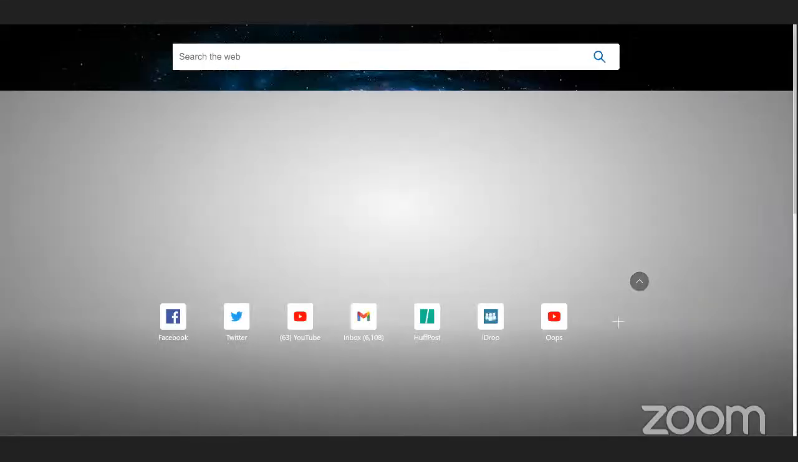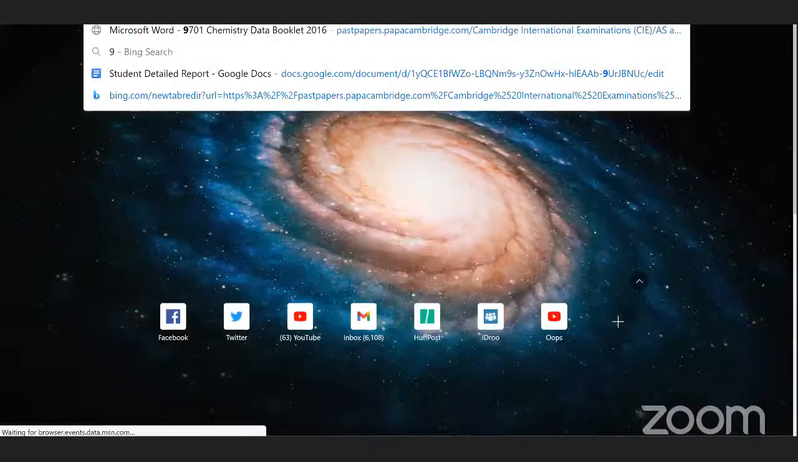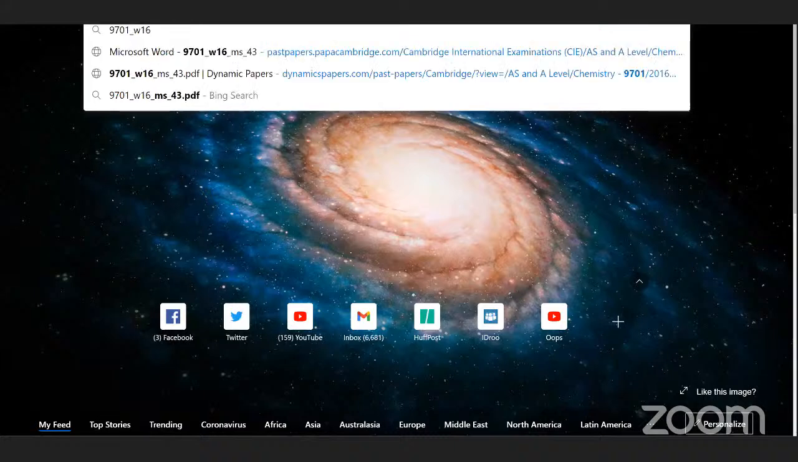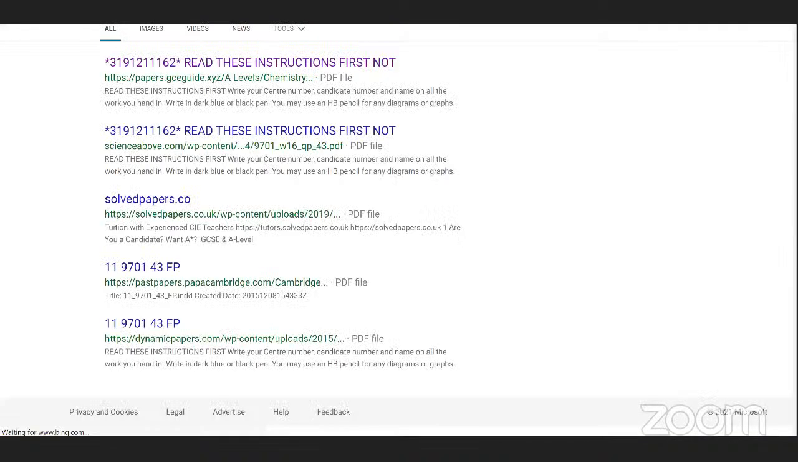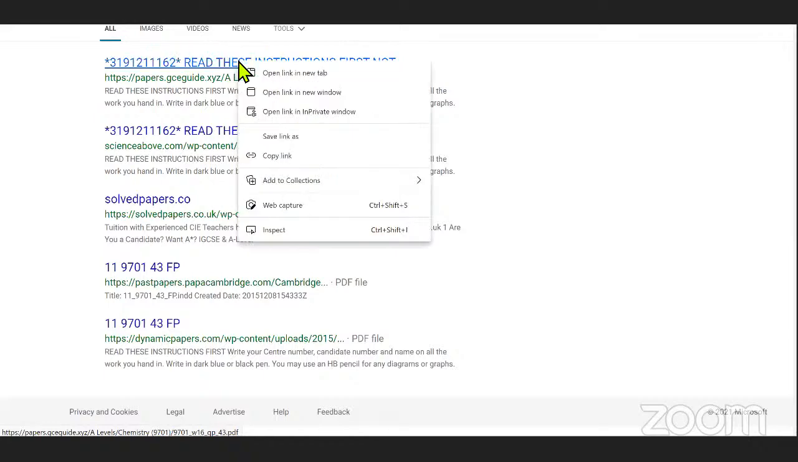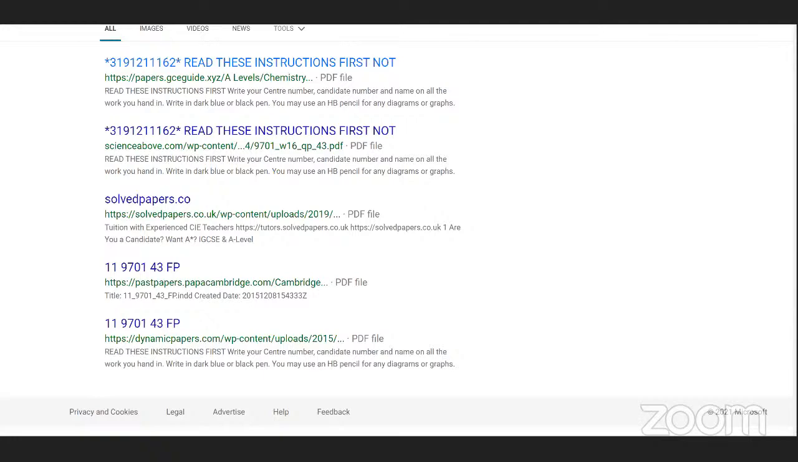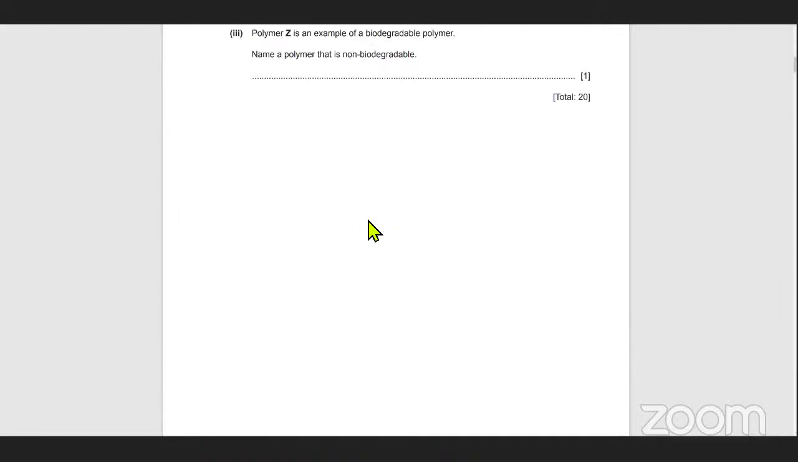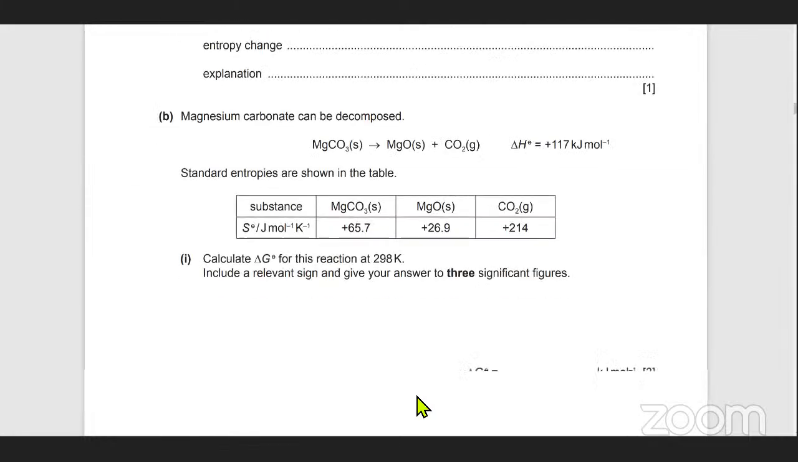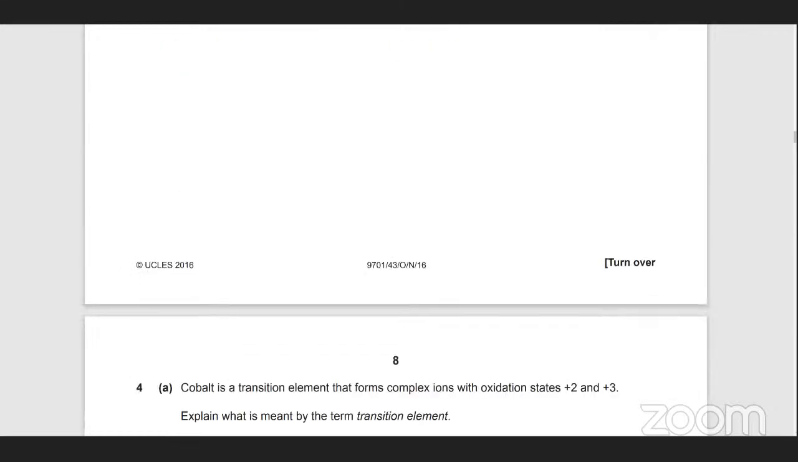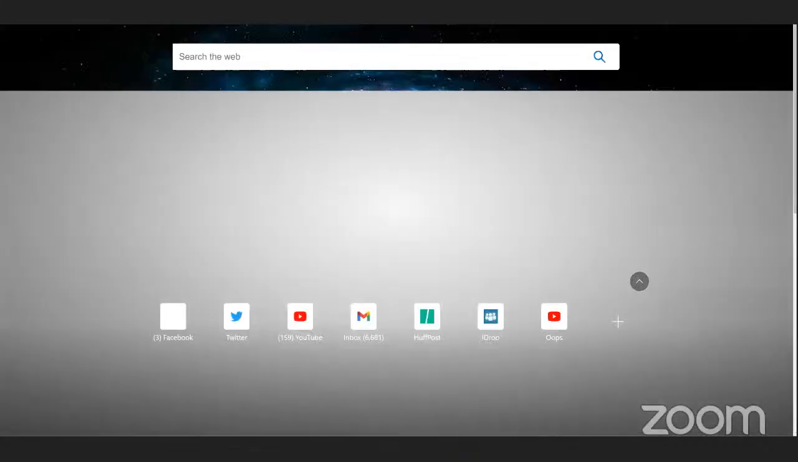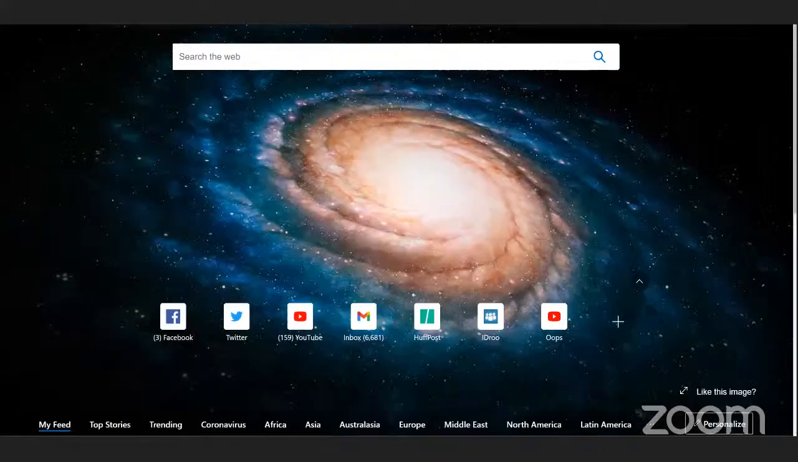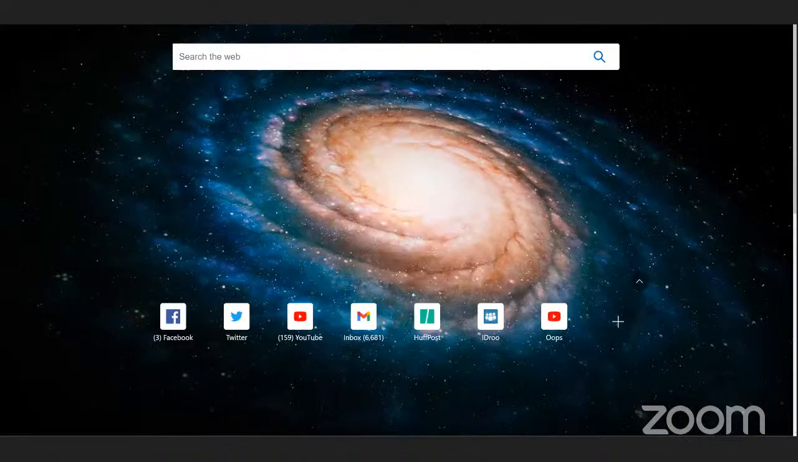अच्छा कौन सा था? 9701. अच्छा it was 9701 and I think W16 and it's QP43, right? चलो सारा ये हट गया. अच्छा क्वेश्चन नंबर ये सारा हो गया था. क्वेश्चन नंबर Question 4, I think. ठीक है. क्वेश्चन नंबर 4 and also let's open the answers check करने के लिए we can open the marking scheme and we need the data booklet as well.